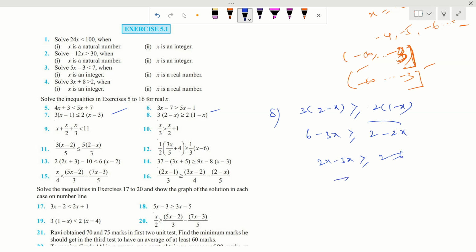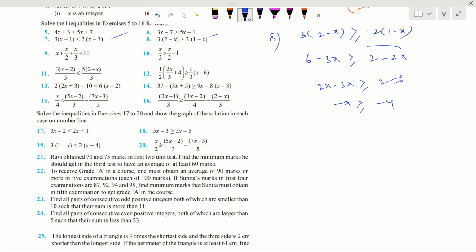Then it is minus x greater than or equal to minus 4 we are having, right? And both sides are negative. To make this positive, I am multiplying both sides by minus 1, right? Then this greater than or equal symbol becomes a less than or equal to. Minus into minus is positive. x is less than or equal to 4. x is less than or equal to 4 means what?